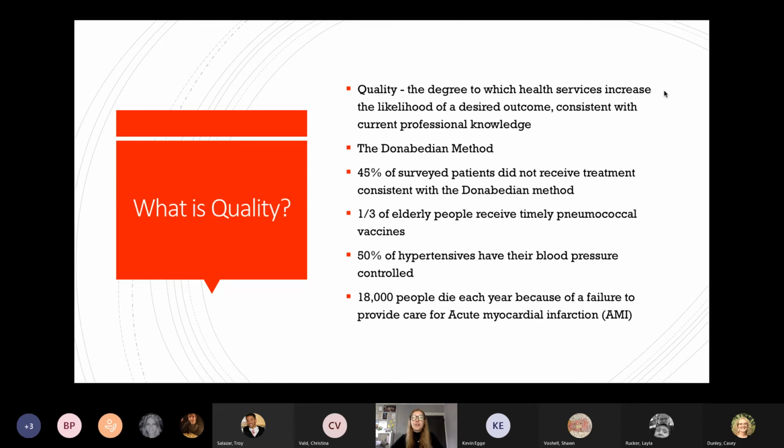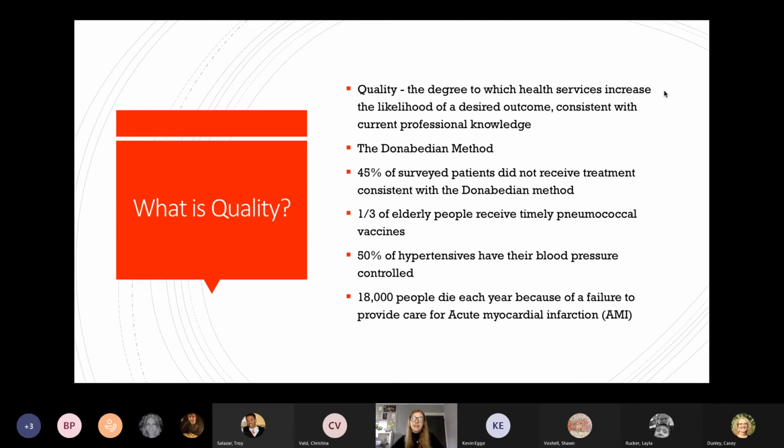So after this method came out, researcher Beth McGlynn went across the country surveying patients, and what she found is that 45% of surveyed patients did not feel they received treatment consistent with the Donabedian method. They did not feel that their care met these quality standards.